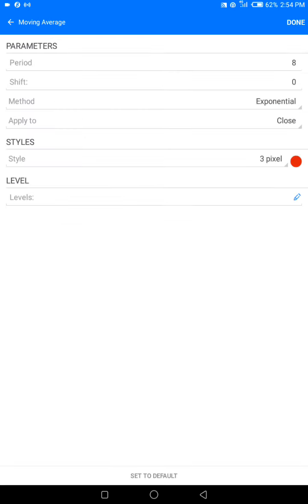Now this is the moving average. We have the parameters in this form. The period is 8, shift is 0. The method is exponential. Apply to close. The style is 3 pixel and you click done. The 5 moving average, the fast moving average. Now this is how it is on the indicator window one.